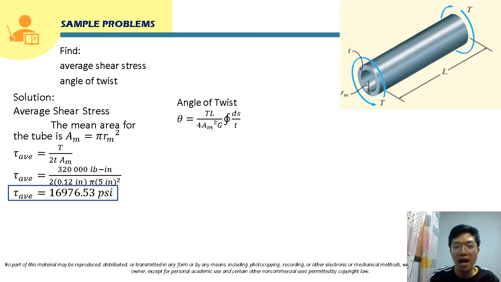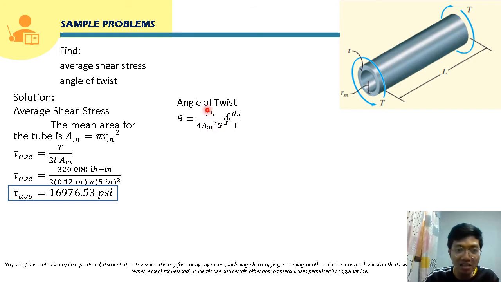So the formula for angle of twist is theta equals TL over 4 A_m squared times G, and then we have here the line integral of ds over t. From here, class, we already know the formula for A sub m, or the mean area. And G is the modulus of rigidity, which is given in the problem.